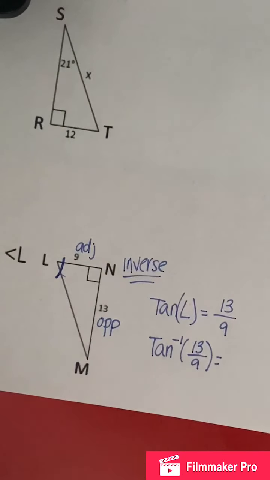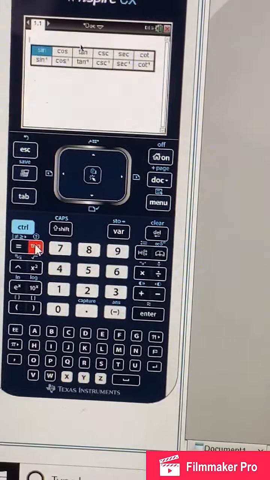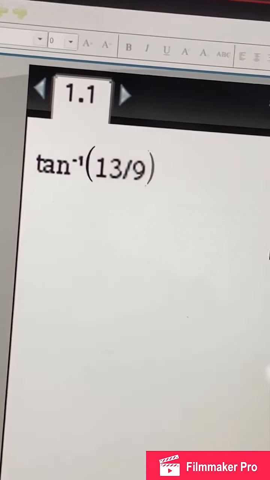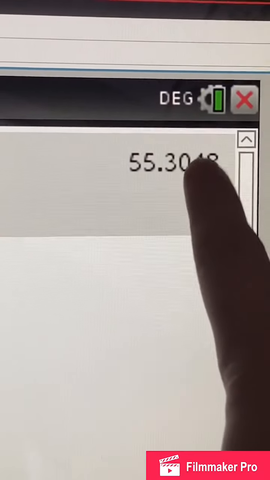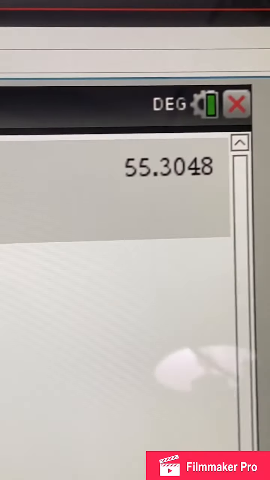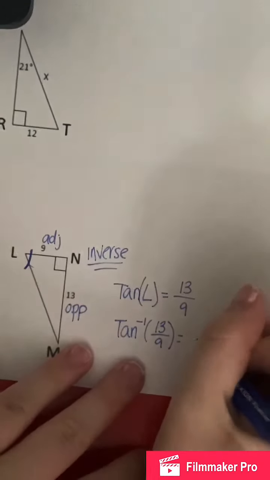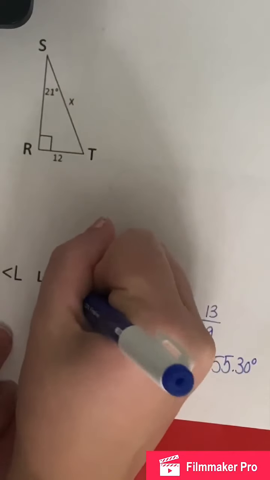And plug that in. All right, so on your calculator, we go to trig, and then we go to tangent inverse, for this case, since our problem was tangent inverse of 13 over 9, which gives us this, and we have to round. Remember, the 4 tells us to keep the 0 the same, so it's 55.30 degrees. So we found this angle measurement.